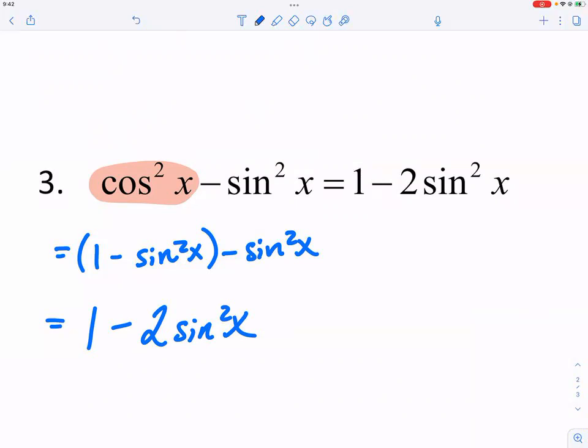So if you see cosine on the left but not on the right, that means it has to be gone. It has to be replaced by something. And what is that something? Well, then you think about what you know about cosine square x. Draw it out. Okay.